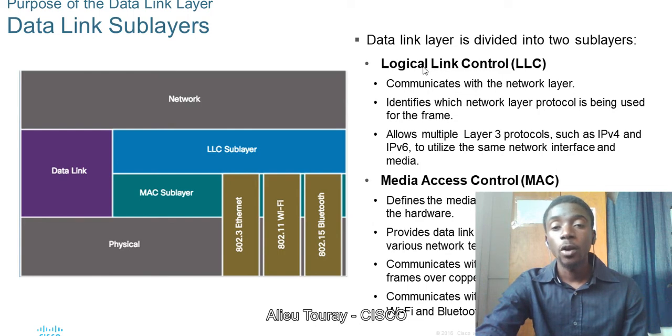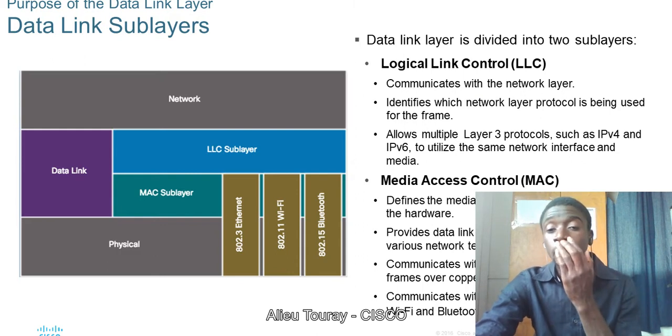Sub-layers, that is the logical link control and the media access control. The LLC communicates with the network layer, and it also identifies which network layer protocol is being used for a frame. The network layer protocol here means IP version 4 or version 6 or any layer 3 protocol. So it allows multiple layer 3 protocols such as IP version 4 and 6 to utilize the same network interface and media at the same time. These are the functions of the LLC.